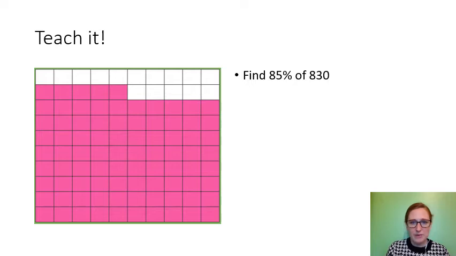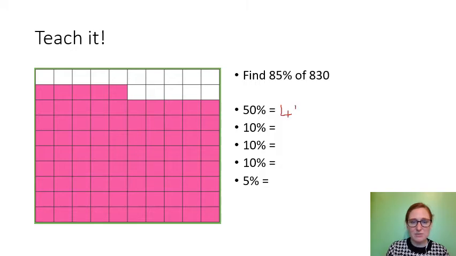This next example, I'm looking for 85% of 830. I could find 50%, 10%, 10%, 10% and 5% for this. We've already worked out that 50% is 415. Already worked out that 5% is 41.5. Make sure that point's nice and clear, 0.5 from the previous slide. 10% we need to divide by 10. So 10% would be 83, and another 83, and another 83. Excuse my wobbly lines.